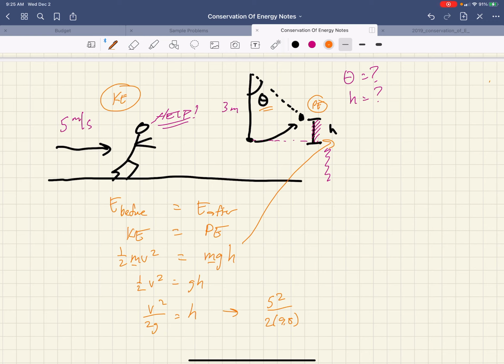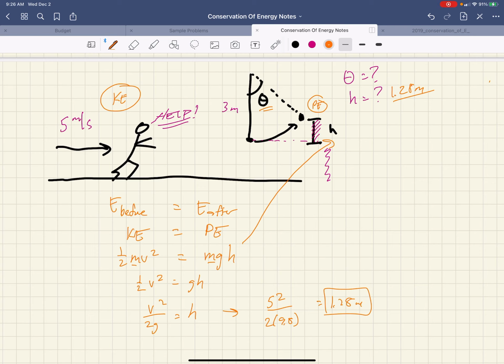1.28 meters. Okay, so 1.28 meters high is how high they're going to swing. Now, the more interesting question is, what angle will the rope swing make?